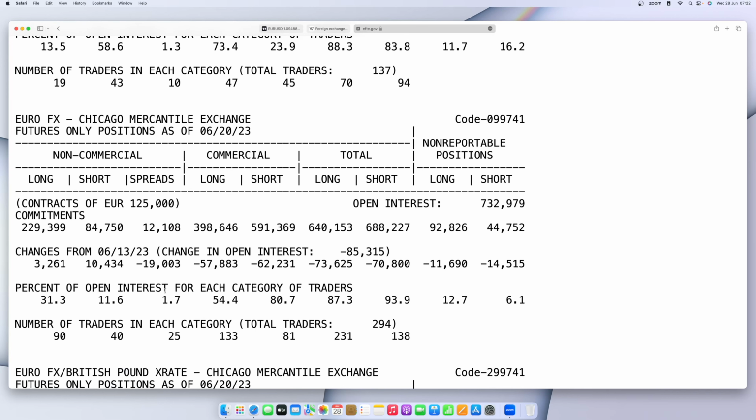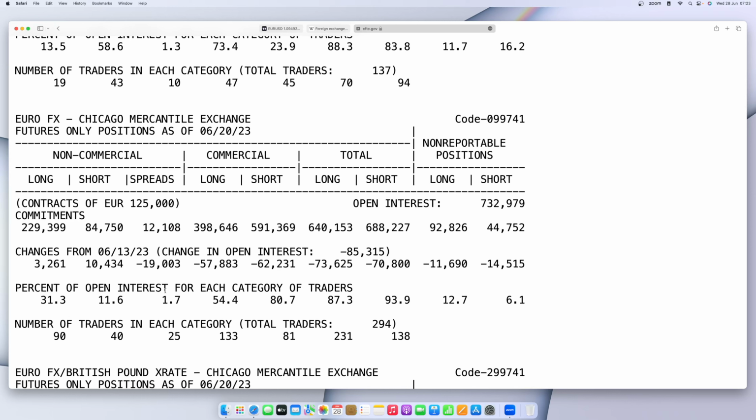This is the cftc.gov website, right? So this website shows us the amount of positions that the commercial companies and the non-commercial companies, the amount of euro they are buying or selling, right? It is mandatory for these companies to give out their positions to CFTC every Tuesday. And then CFTC is going to process the data and release it to the public on Friday. So every Friday, we have a new report, right?